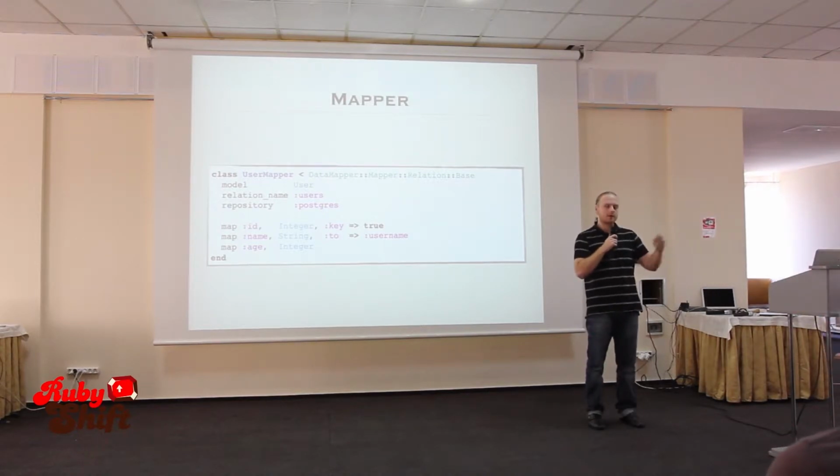So it actually inherits from a special class. So the user mapper inherits from relation base, and we say, okay mapper, I want you to load the user objects. And those user objects live in a table called users. And this table is in a database called Postgres. And the user has 3 attributes, okay?